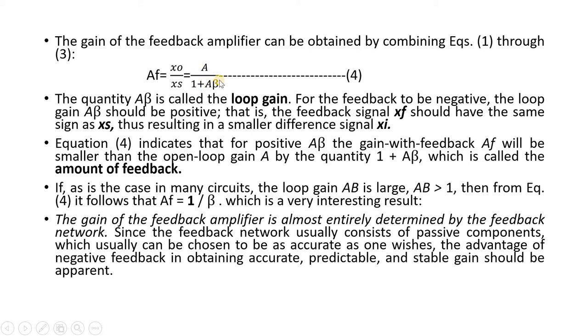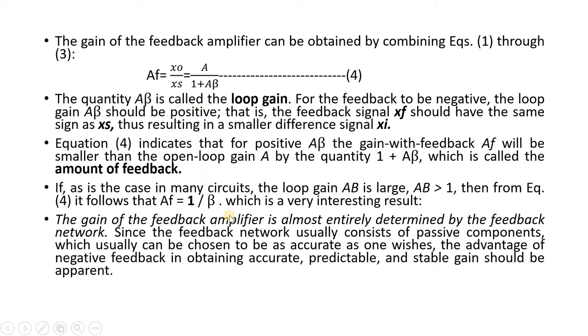Initially, if we don't have the feedback signal, we will be getting x naught is equal to A into xs, meaning A, the open loop gain, times the input signal gives us the output. But because of the feedback factor, your gain decreases by the factor 1 plus A into beta. So the gain is decreased by the factor 1 plus A into beta. This is called the amount of feedback.